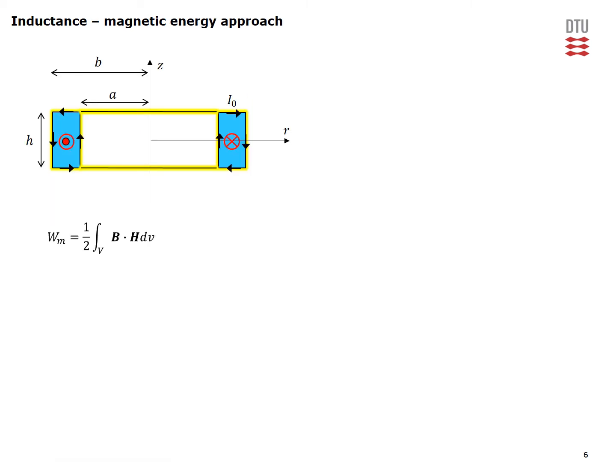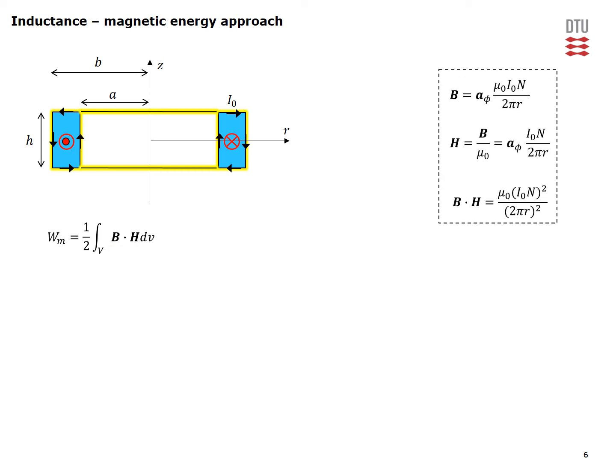Having determined the inductance by the flux approach, we also present the alternative approach, which is based on magnetic energy. The magnetic energy is given by the expression here, where we have to perform a volume integral of a scalar product between the magnetic flux density, the B field, and the magnetic field intensity, the H field. We have the fields to the right. The core is non-magnetic, so when we know the B field, this is how you would determine the corresponding H field, giving you this particular expression for the scalar product.